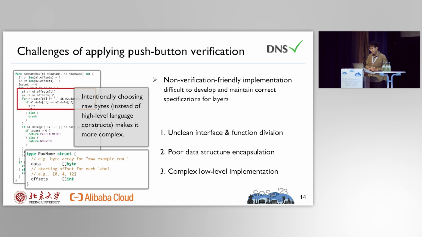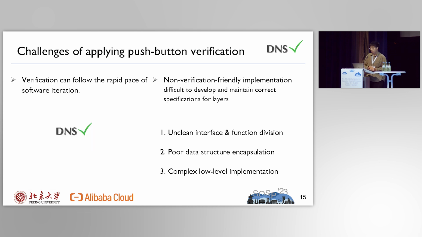Third, the implementation of low-level functions is so complex that it makes verification more difficult. For example, the developers usually use raw bytes and index offsets to represent a domain name, rather than a high-level string structure. It makes domain name compression full of complex control flow and massive memory load and store operations. The developers intentionally choose to use raw bytes instead of a high-level language for memory economy, but it raises difficulty in verification.